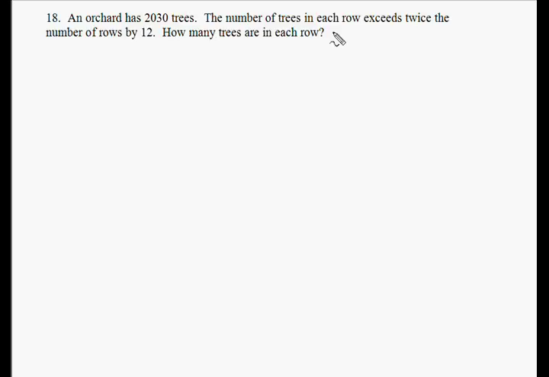An orchard has 2,030 trees. The number of trees in each row exceeds twice the number of rows by 12. How many trees are in each row?